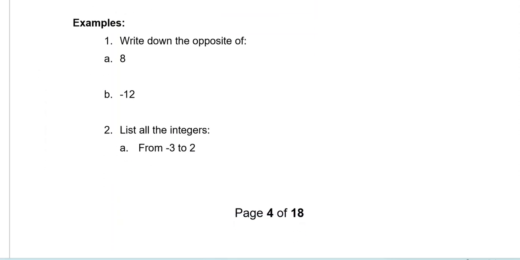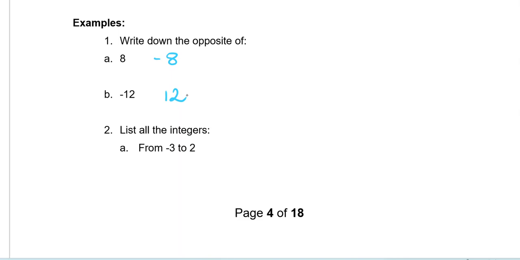Okay? All right, into our examples. Write down the opposite of. So if it is a plus 8 or just an 8 sitting there, the opposite is going to be a negative 8. Whereas if I start with a negative 12, the opposite is going to be a positive 12 or just 12. We don't tend to write the plus signs in front of it. That means a positive 12.